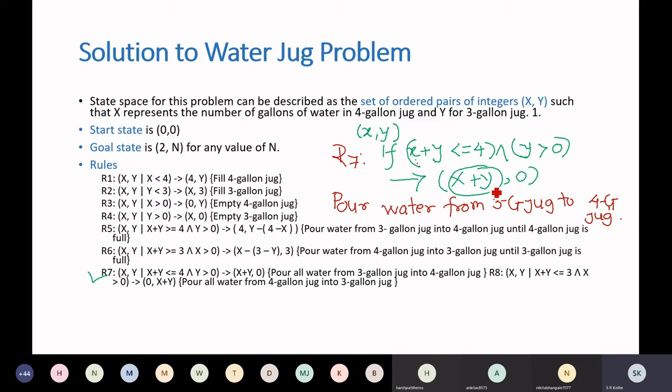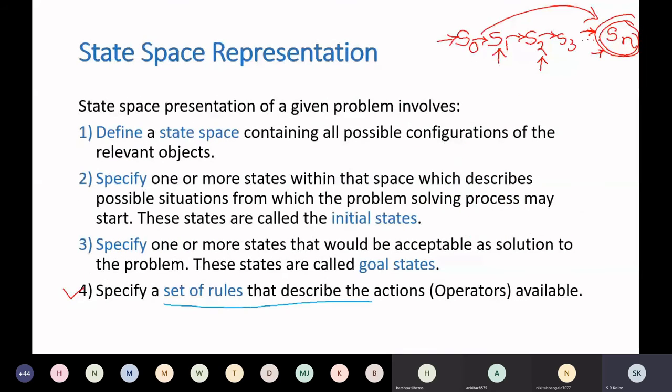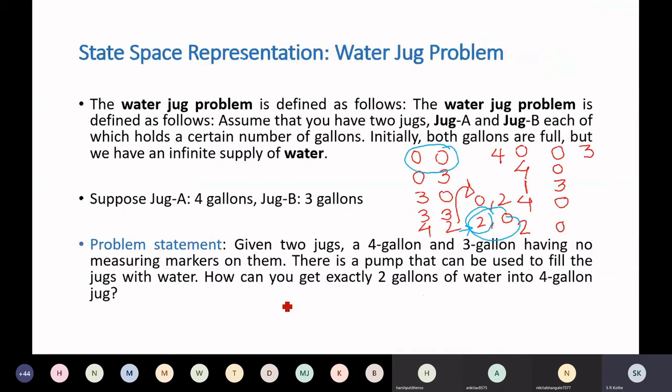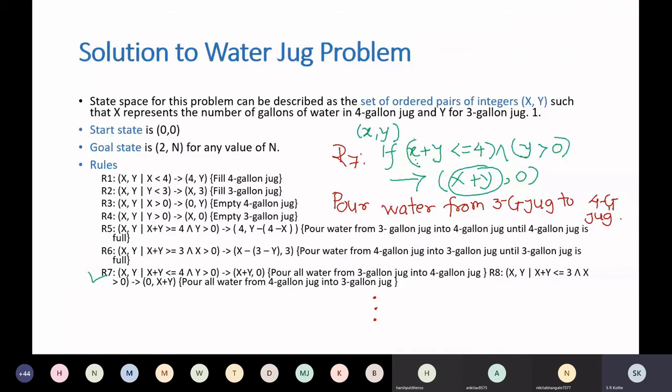So x plus y. So in simple English language, we say that pour water from 3-gallon jug to 4-gallon jug. So in this way, you will be defining a complete set of rules, and that is the last step. So that was your fourth step here, define set of rules. So here for the water jug problem, you have defined such rules, and this completely we call the requirement for state space representation.